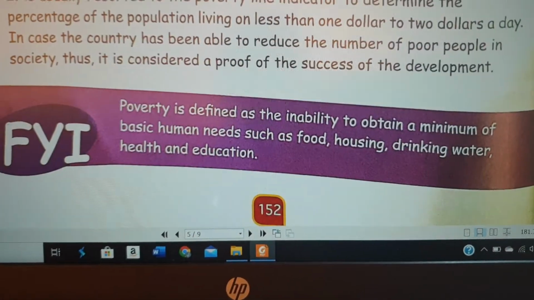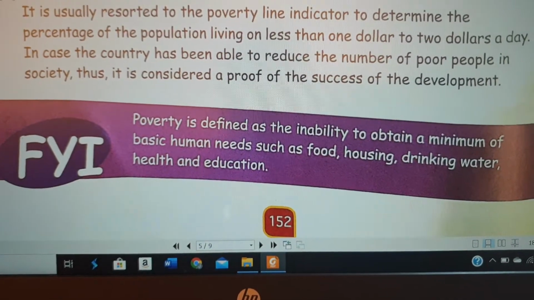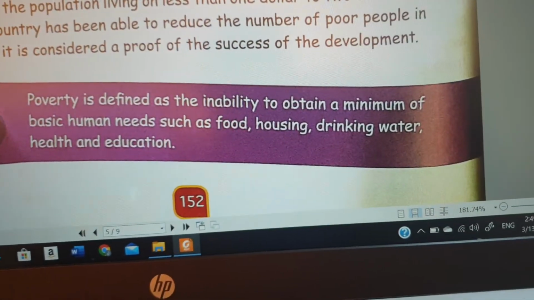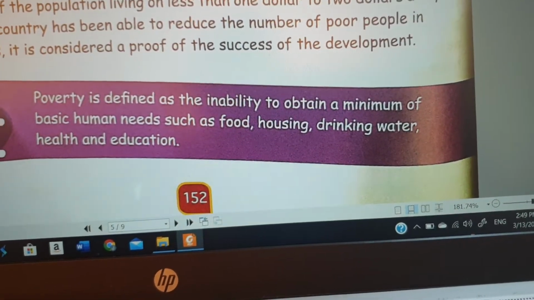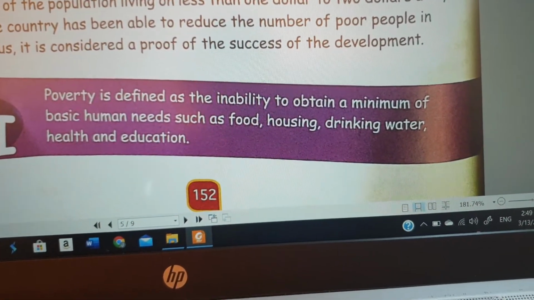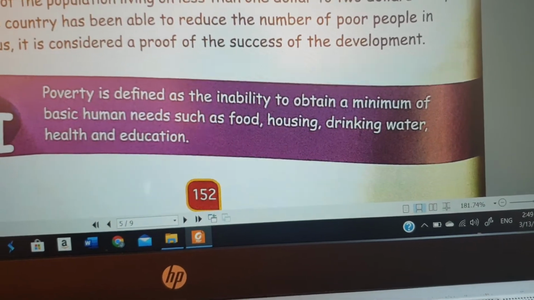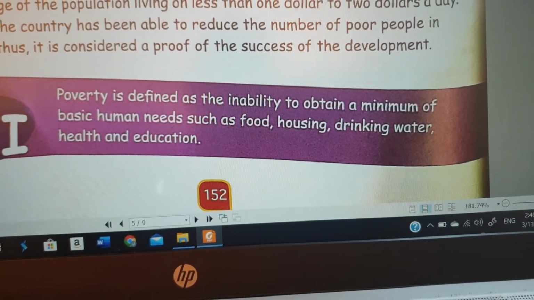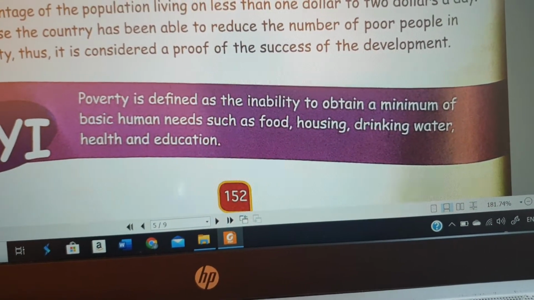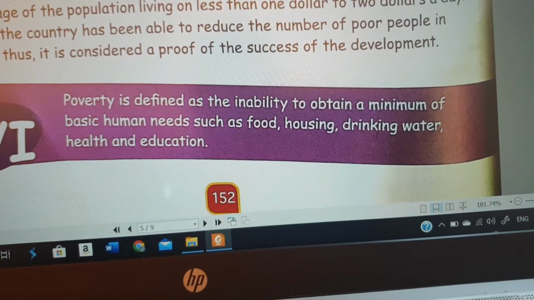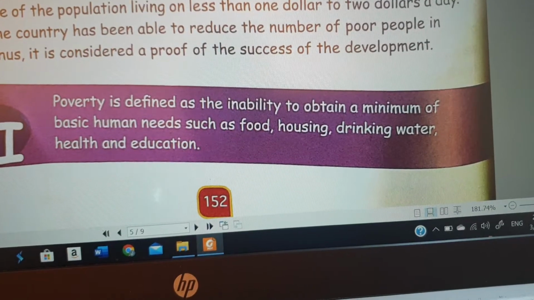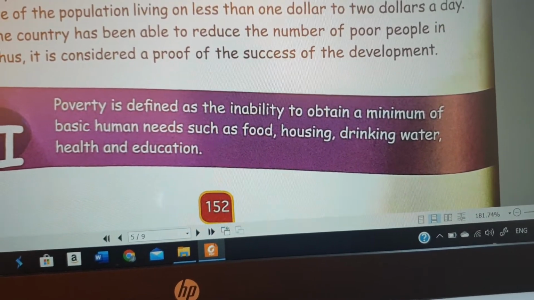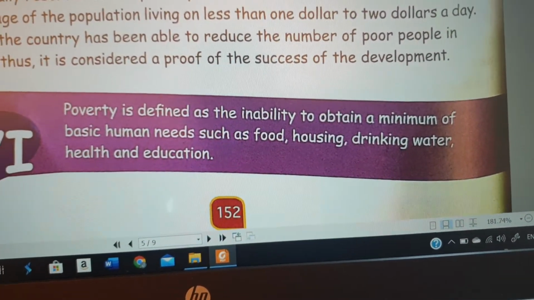Or before that, FYI, for your information, poverty is defined as what? As the inability to obtain a minimum of basic human needs such as food, housing, drinking water, health, and education. Please, this is very important. What do you mean by poverty again? The inability to obtain a minimum of basic human needs such as food, housing, drinking water, health, and education.